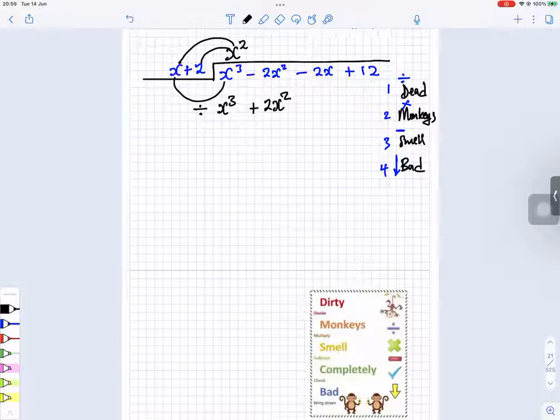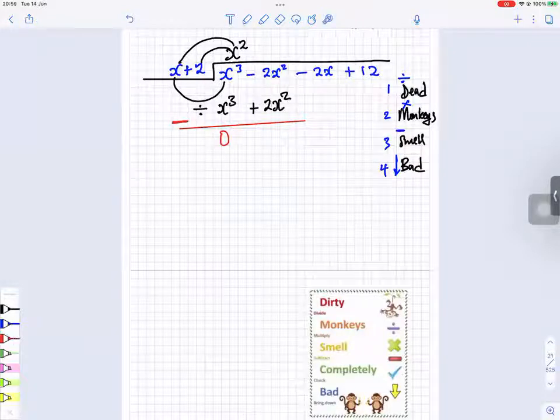Step number 3 is subtract. So you put a line, and then you subtract. x cubed minus x cubed is 0. Minus 2x cubed, minus plus 2x cubed, it gives you minus 4x cubed.